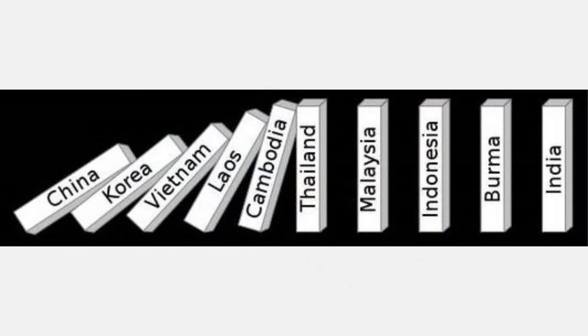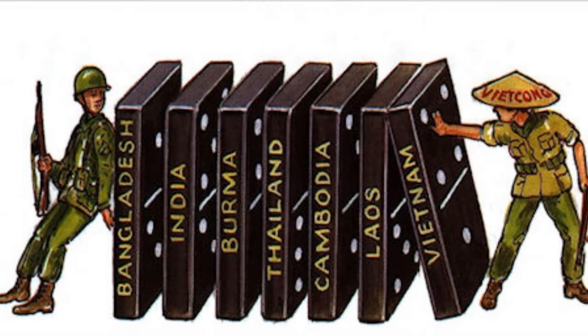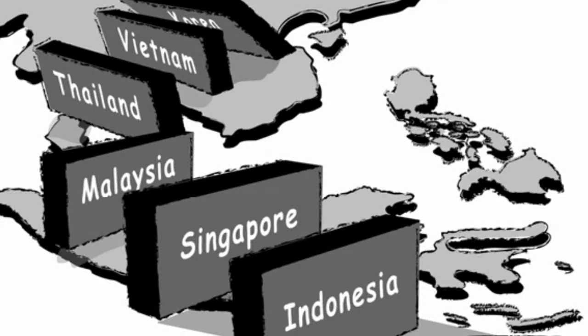The reason for the containment policy was known as the Domino Theory. Foreign policy experts believed that if one nation in a region fell to communism, nearby nations would fall as well, similar to dominoes falling upon each other.